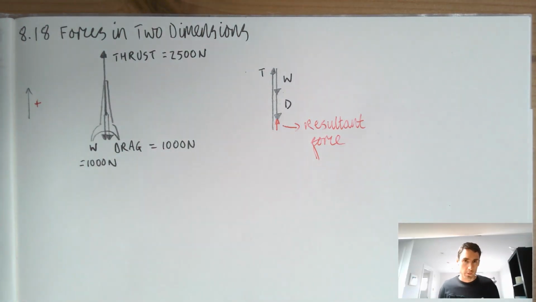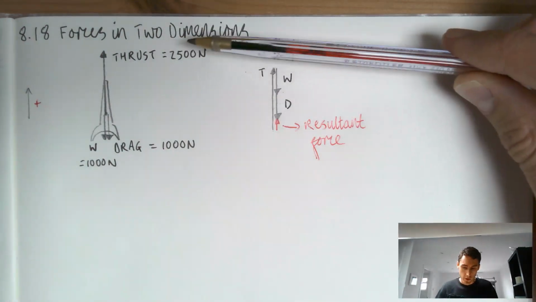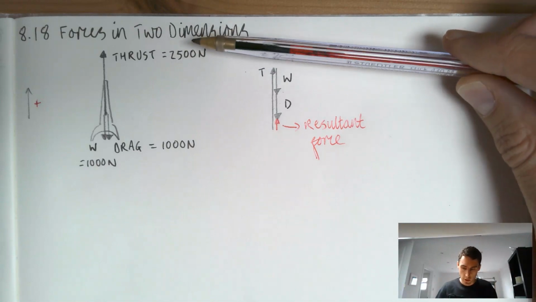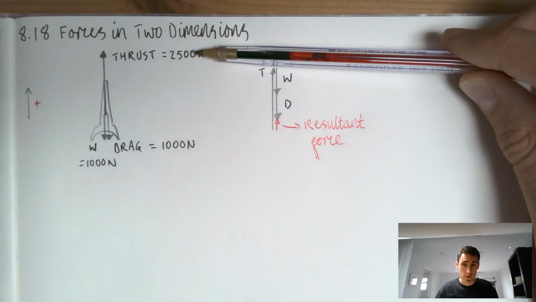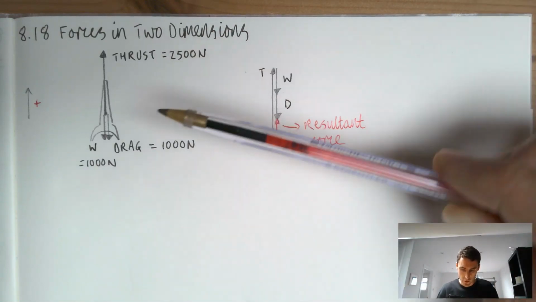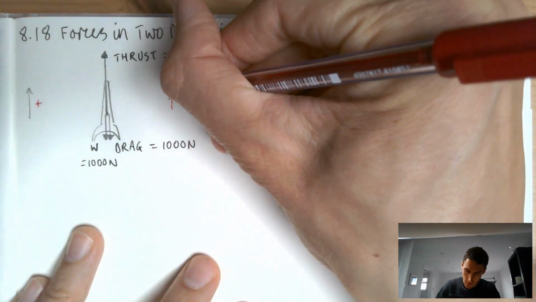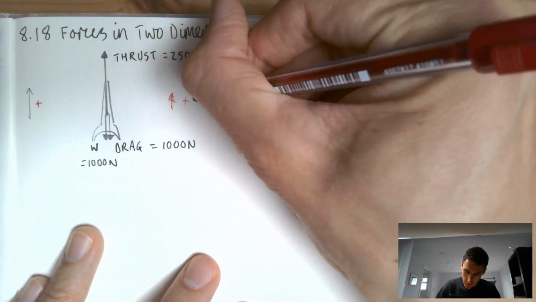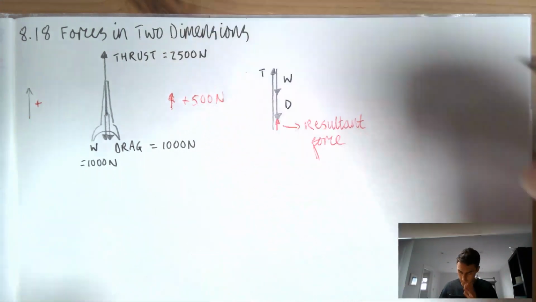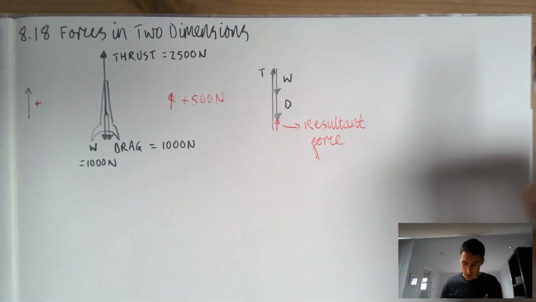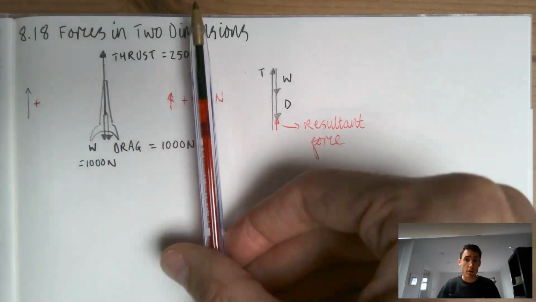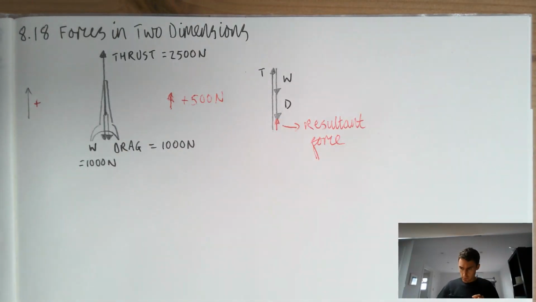And I'm sure students will be able to spot, if you were to do the maths, the kind of equation method of this, adding and subtracting. You'd say, well, it's plus 2,500 minus 1,000 minus 1,000. So you've got a resultant force here of plus 500 newtons. So what that means is this rocket is going to accelerate upwards like this.